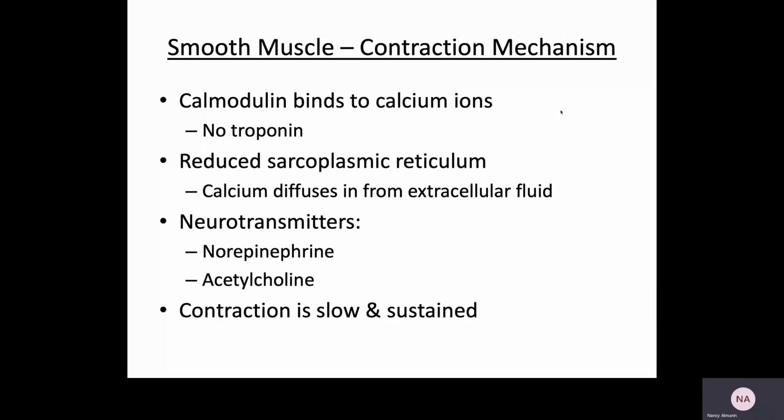The contraction mechanism will be slightly different than the striated muscles because you do not have troponin, you have what is known as calmodulin. So calmodulin is going to be the myofilament that's going to attach to the calcium ions. There will be a less developed and a smaller amount of sarcoplasmic reticulum because the calcium is going to diffuse into the cell from the extracellular fluid. Same neurotransmitters as cardiac muscle cell, norepinephrine and acetylcholine. And we know that the contraction of smooth muscle in general is going to be slow and sustained.